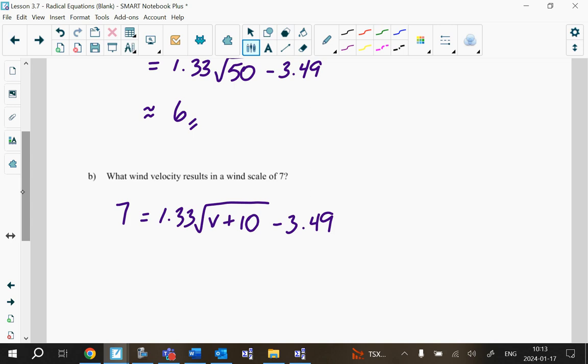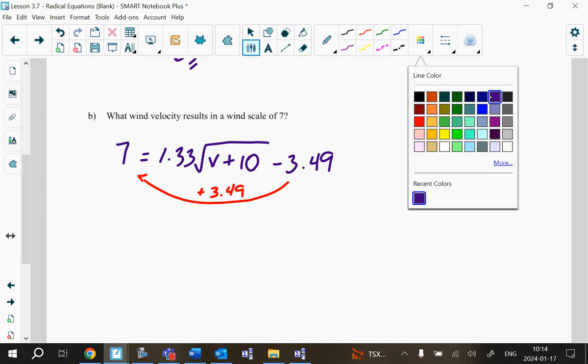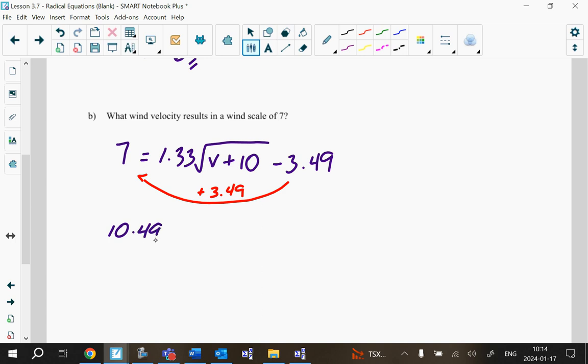Okay, so we got stuff around the square root here. What do you want to get rid of first? No, you can't get rid of the square root first. You've got to get rid of this or this first. You should know which one. Add 3.49 to both sides. And you're going to get 10.49 equals 1.33 times the square root of V plus 10.